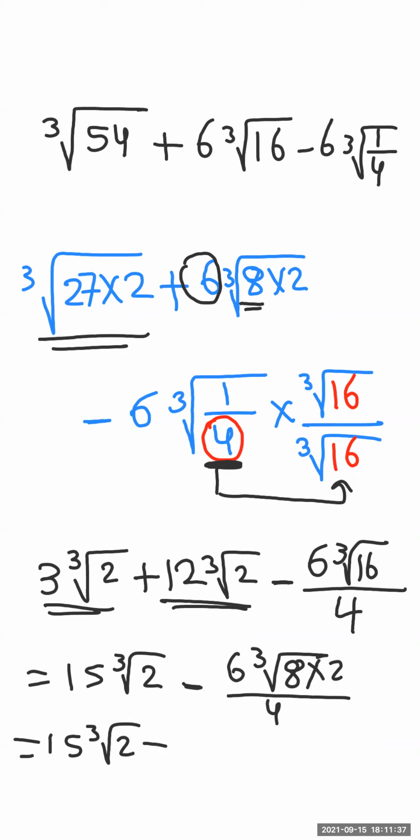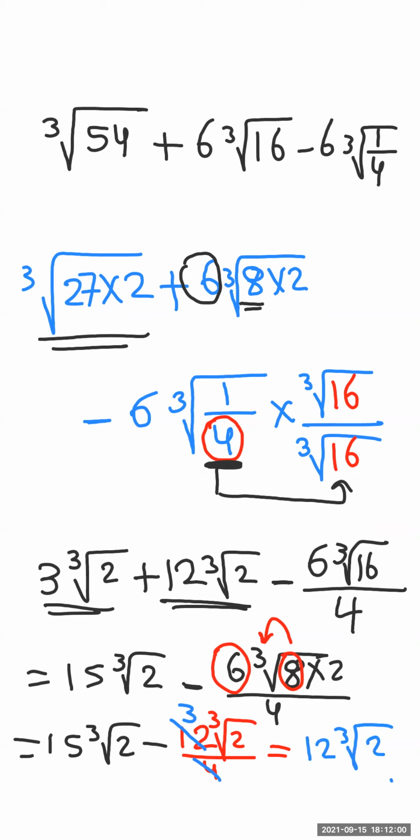Now guys, the cubic root of 8 will equal 2. 2 times 6 will be 12, cubic root of 2 over 4. Now simplify 12 and 4. 12 divided by 4 means 3. So 15 cubic root of 2 minus 3 cubic root of 2 will equal 12 cubic root of 2. Now it becomes clear, guys? Yes, clear.